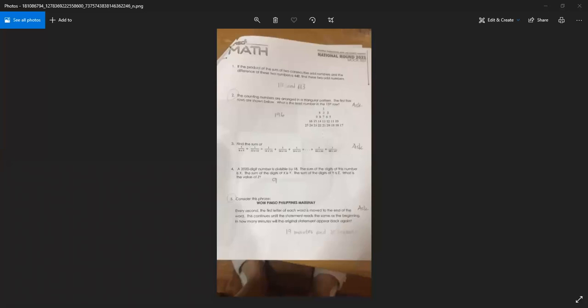Okay, so let's start with number 2. For this item, I'm going to answer number 2 and number 5. For number 4 and number 3, I'm still looking for the solution for that one. So let's start with number 2.